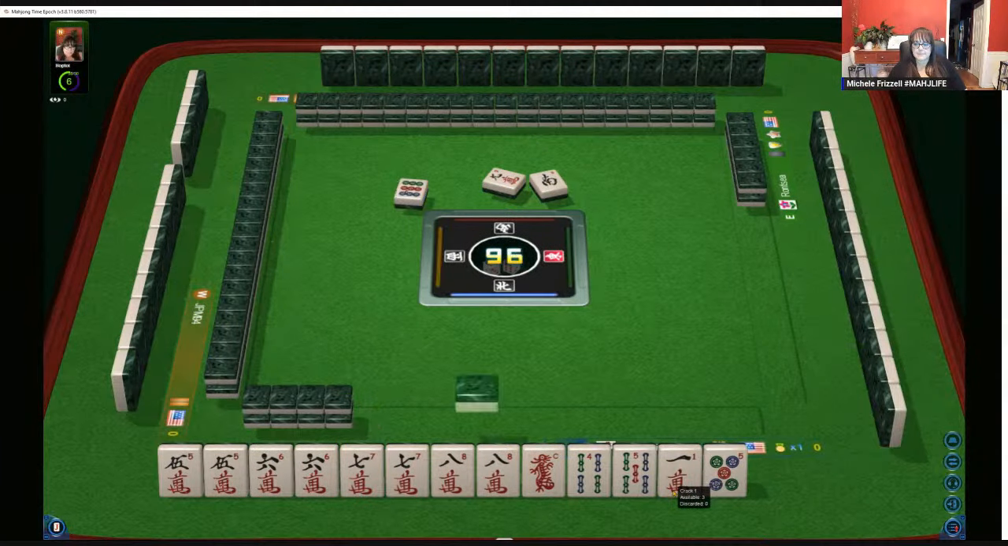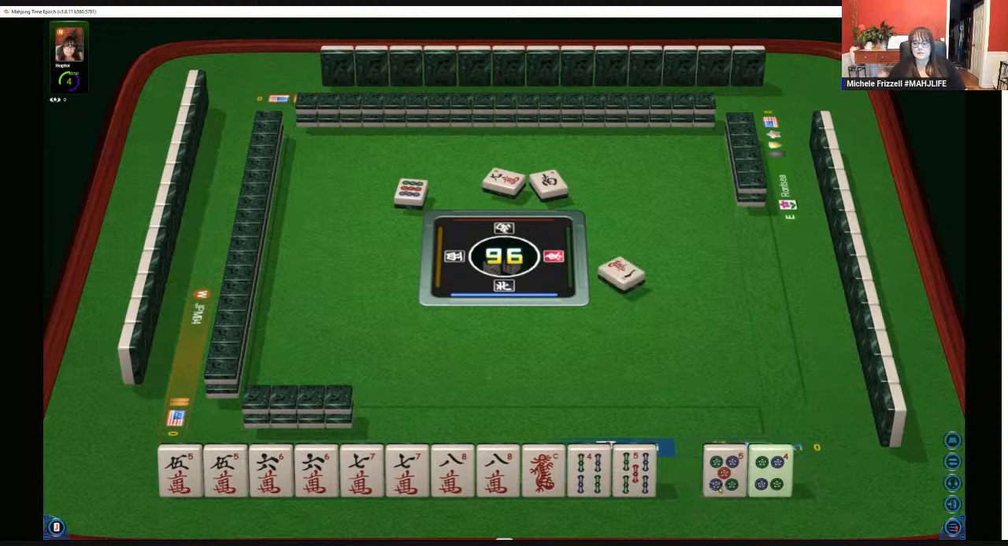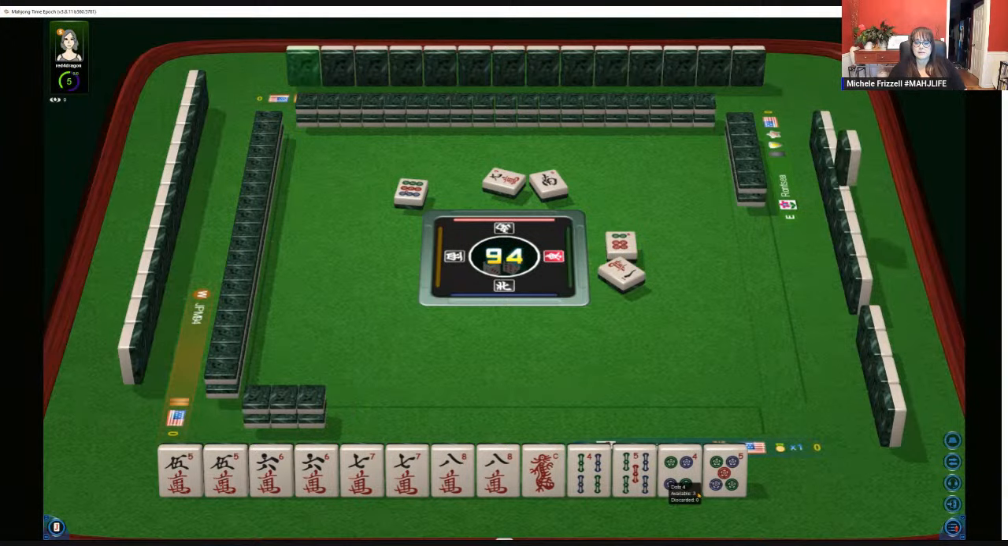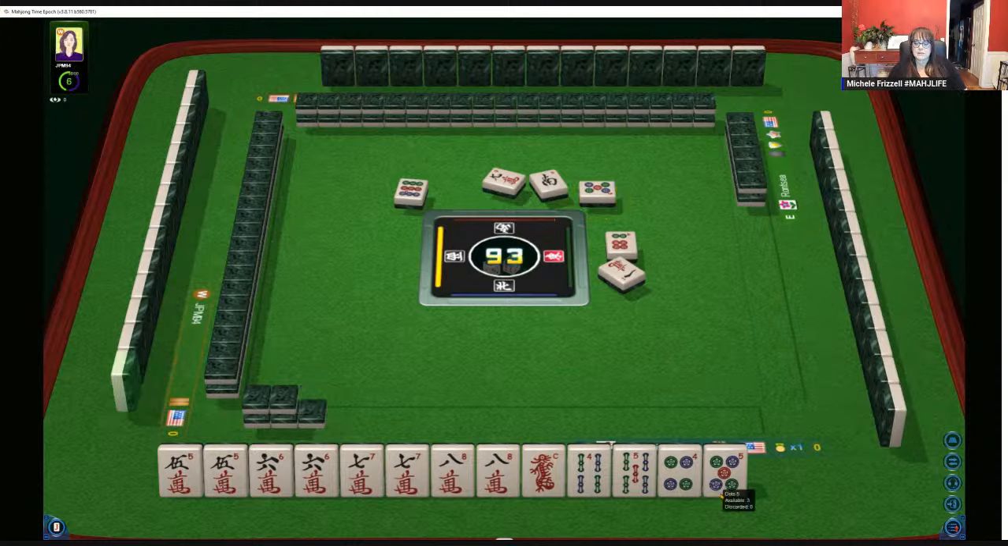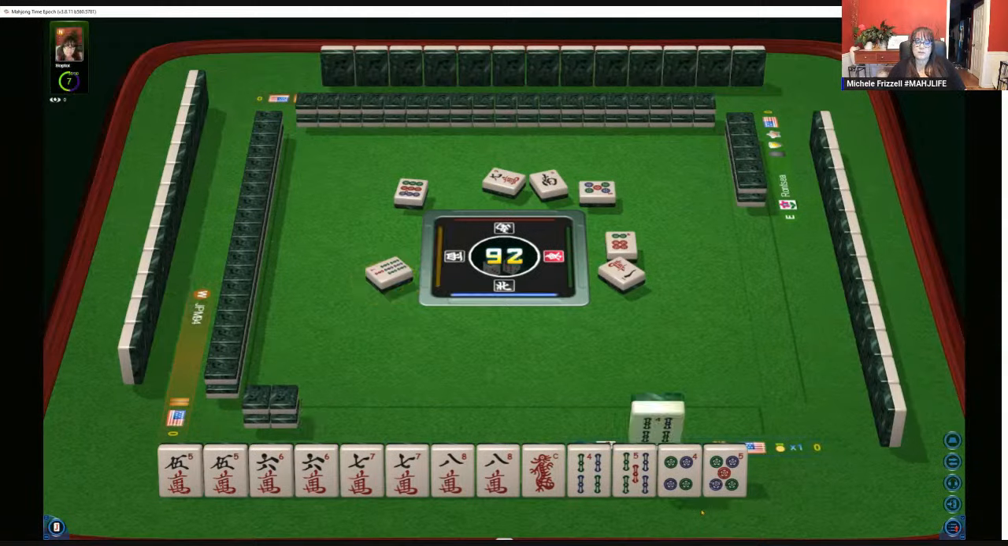Nine dots. That's not a keeper. 1 character. Okay, so we have 4 clear discards. If we draw a flower, we could maybe play the concealed hand. With 4 discards, I would say we would be a contender, but that's going to be dependent on if we draw a keeper. Here's a 4. 4 5 bam dots. Pair.